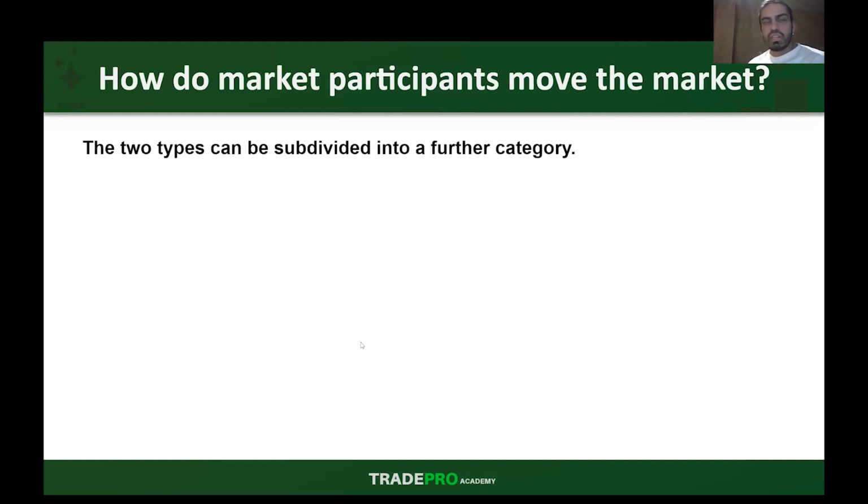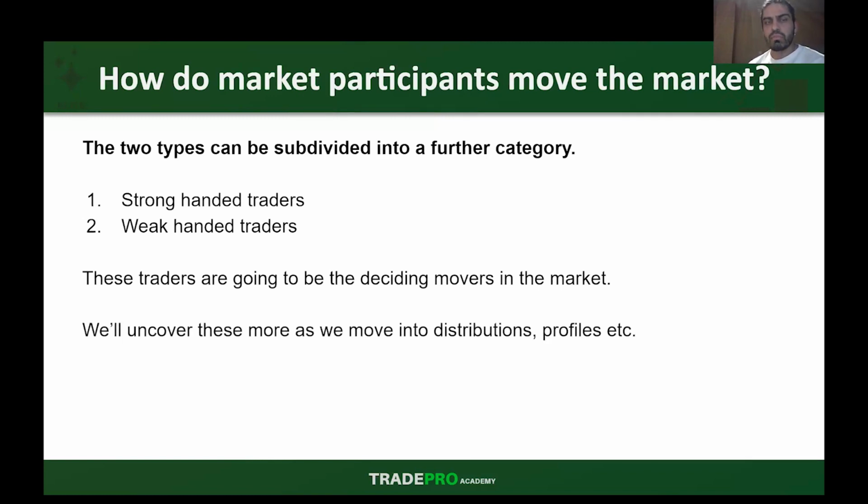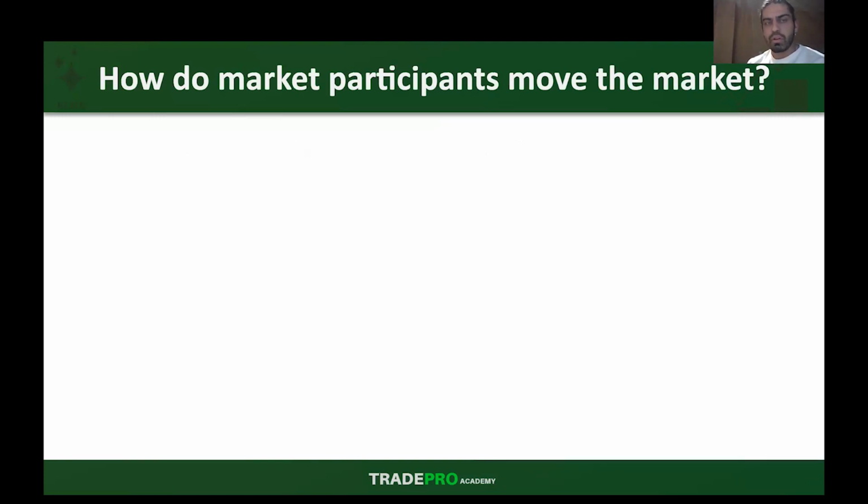So these two types of traders can be subdivided into a further category, and we can divide these into strong-handed traders and weak-handed traders, right? You don't necessarily put retail traders in the weak-handed traders category. They could be just smaller size institutional traders. And these traders are going to be deciding movers in the market. We'll uncover these more as we move into distributions, profiles, and whatnot, which we'll be talking about mainly tomorrow, but we'll get a little background going on this.